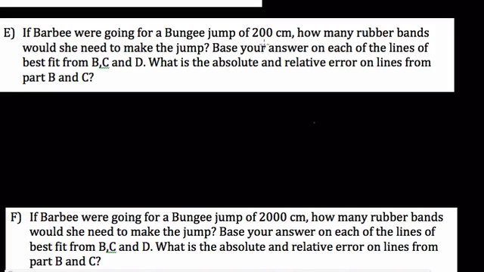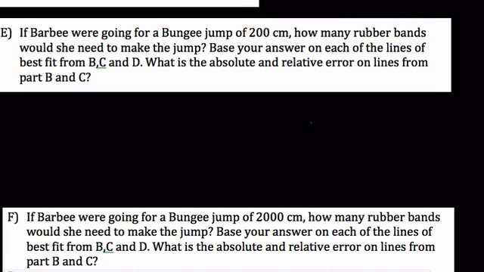If we were sending Barbie on a 200 centimeter jump, how many rubber bands would we need? Base your answer on each of the lines from B, C, and D, and then compare absolute and relative error. Then we're going to look at 2,000 centimeters and do the same thing, and look at the absolute and relative error. So first let's calculate, and then we'll talk about the relative and absolute error.